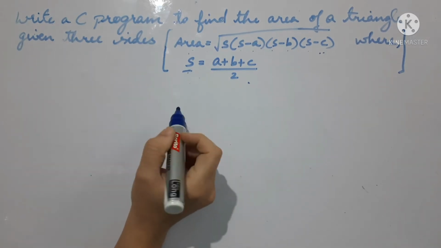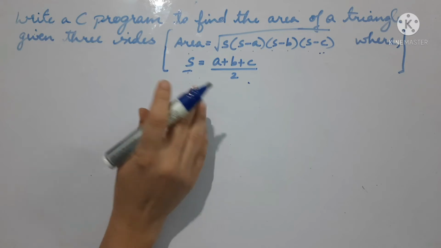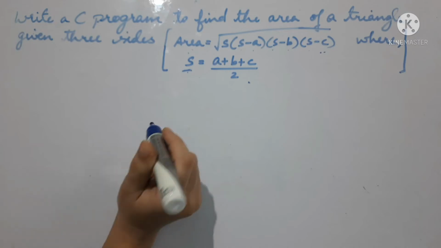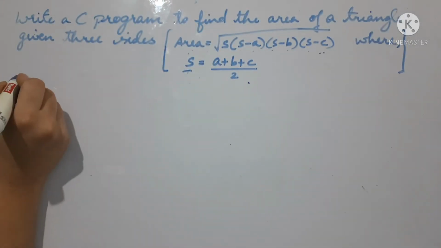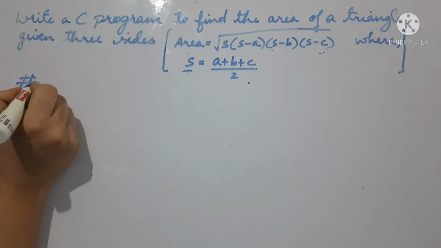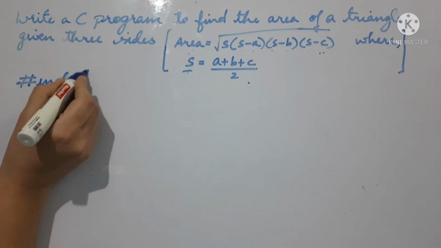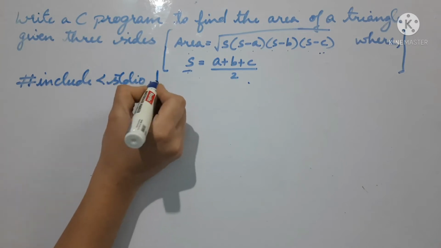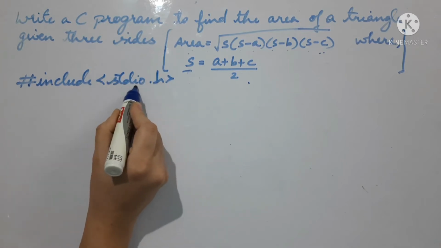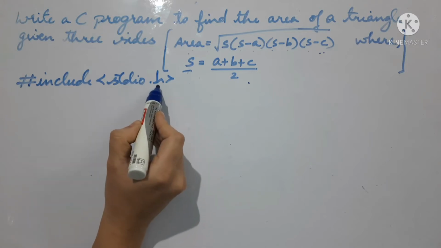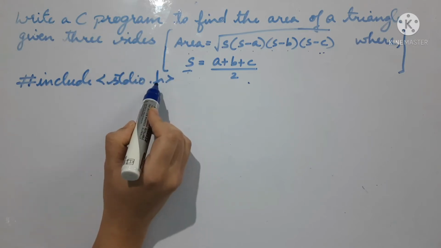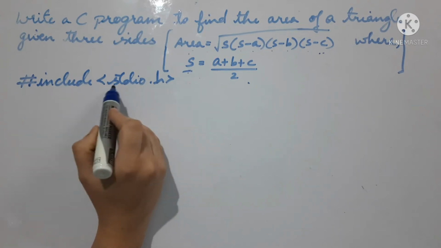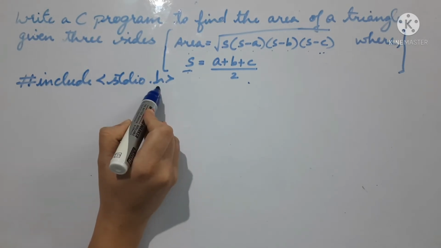First thing, whenever input and output operations are there for a program, then we have to include the standard library function. For that reason, let us start our program by hash include stdio.h. So this is a standard input output header file. Why we require this? Because if I want to perform input and output operations using the C program, I have to make use of this library function.